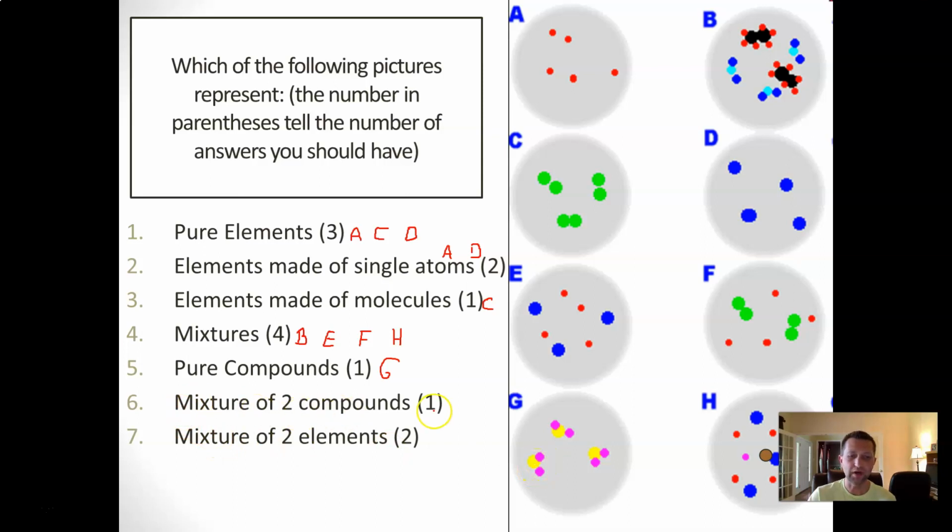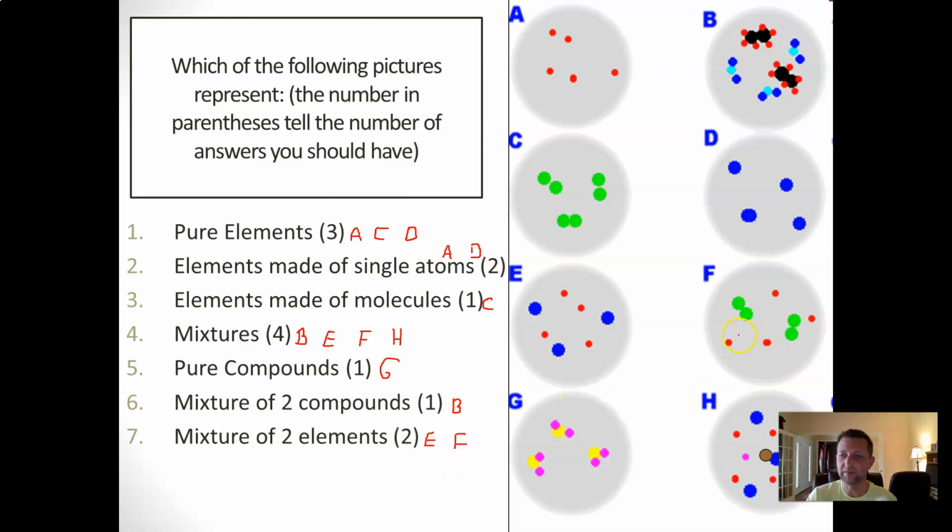A mixture of two compounds. There's only one of those. My mixtures were B, E, F, and H. One of those is a mixture of two compounds. That would be B. And a mixture of two elements. There are two of those. E is a mixture of two elements, both in the atom form, and F.